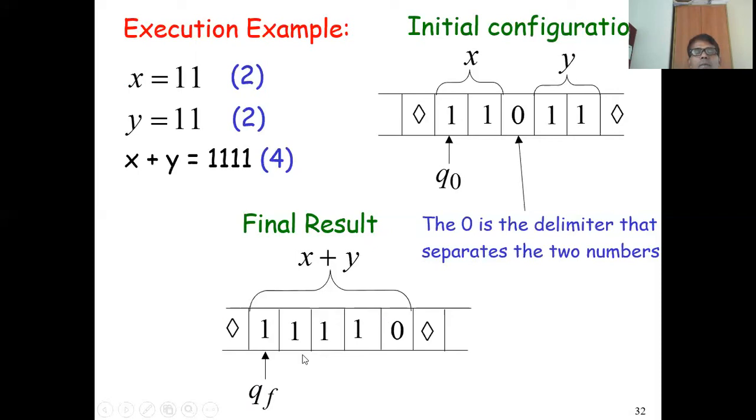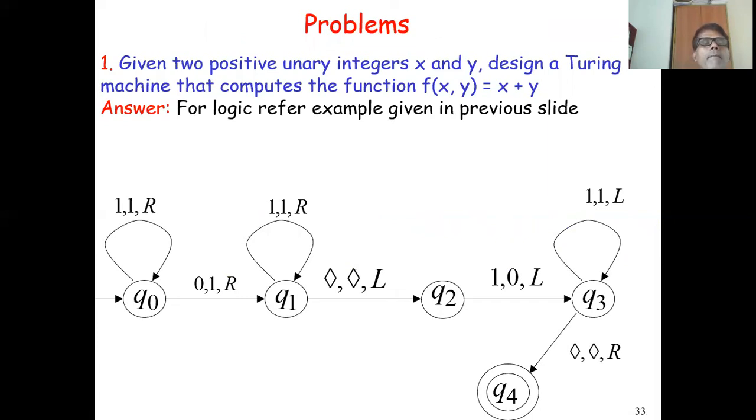So how do we design a Turing machine for this particular function f of x comma y equal to x plus y, where x and y are positive integers represented in unary form? Given two positive unary integers x and y, design a Turing machine that computes the function f of x comma y equal to x plus y. You can refer to the logic in the previous example, the previous slide. That is, you have to compute this function x plus y. Consider this example.